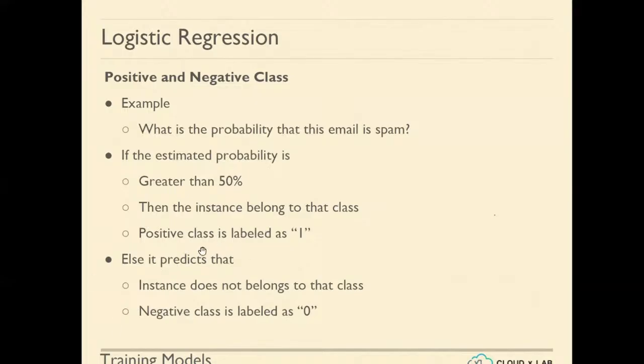And for the classes, you can take 1 or 0, or you can also take 1 and -1. For the positive class you can take 1 and for the negative class you can take -1, or for the positive class you can take 1 and for the negative class you can take 0.